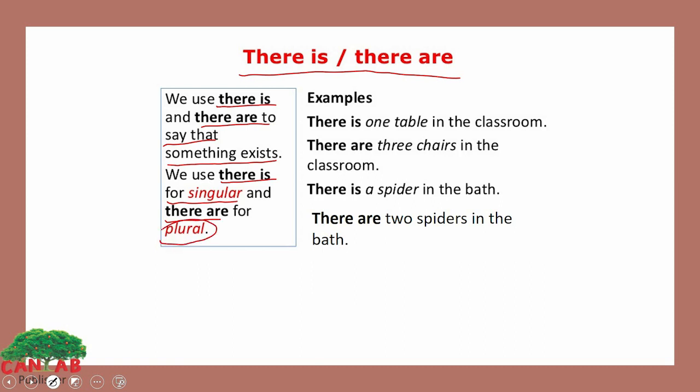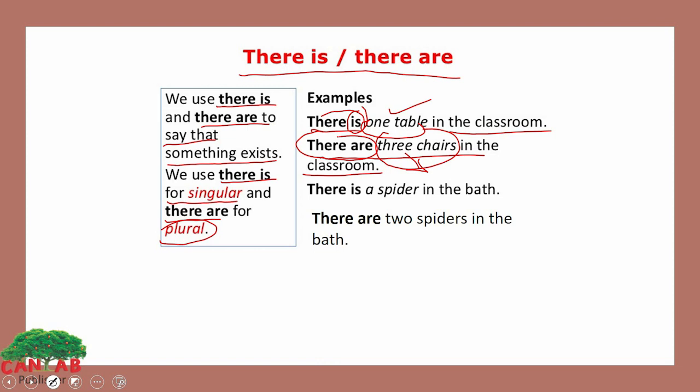Look at the example here. There is one table in the classroom. Look what it is indicating, that there is only one singular item, one table in the classroom. So we have added is here because table is one. Look at the second example. There are 3 chairs in the classroom. Here the chairs is more than one. We have a specific number 3. That's why we have added there are here.